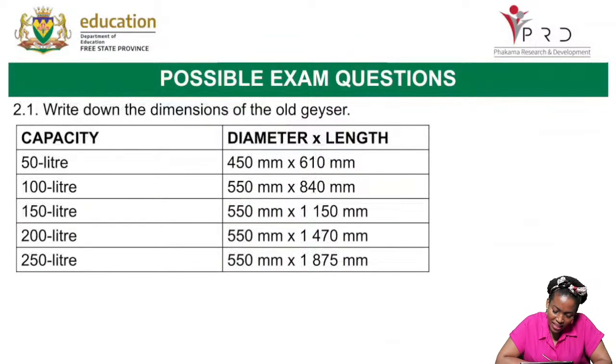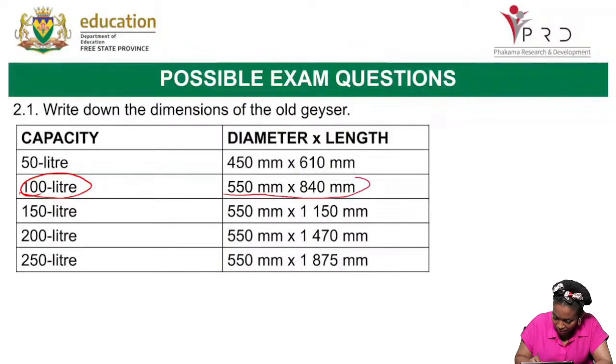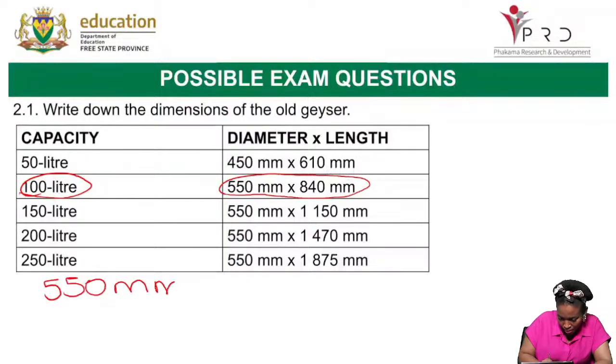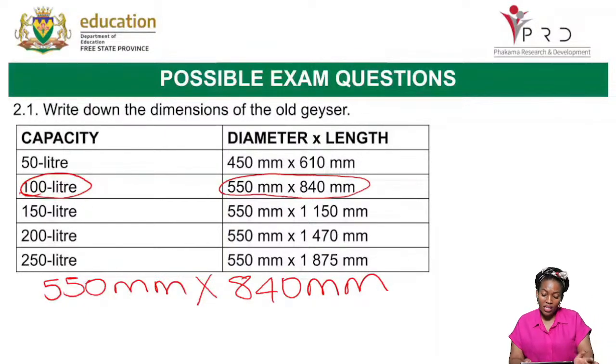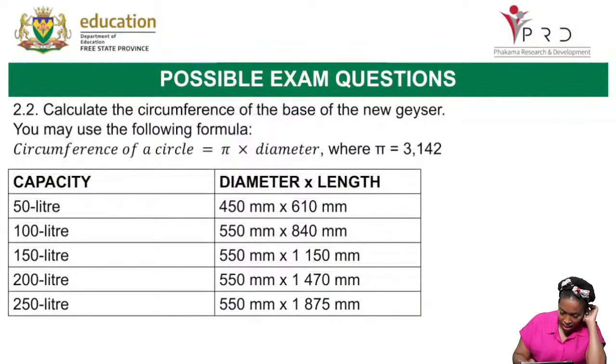2.1. Write down the dimensions of the old geyser. Remember, what was the size of the old geyser? It was 100-liter. And what are the dimensions? It is 550 millimeters by 840 millimeters. So when you answer this, you will say it is 550 millimeters by what? By 840 millimeters. So these are the dimensions.